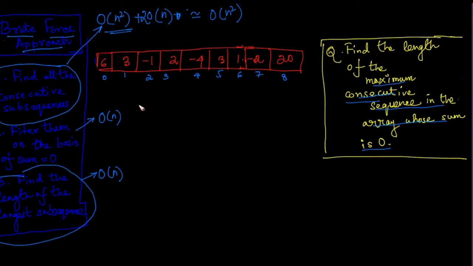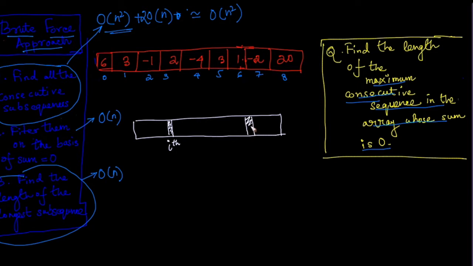Okay. So imagine that you have an array like this, right? In this array, let's say there is an arbitrary position, which is the ith position, and there is another arbitrary position, which is the jth position, right? This is the array. The total size of the array, the length of the array, is n.